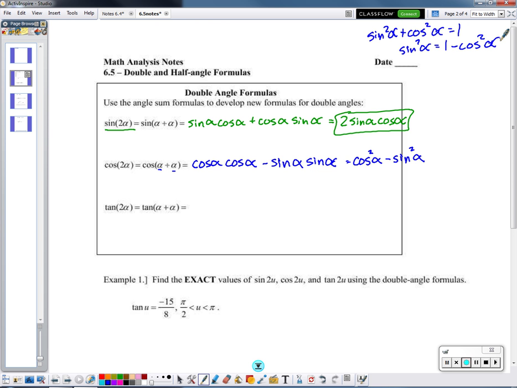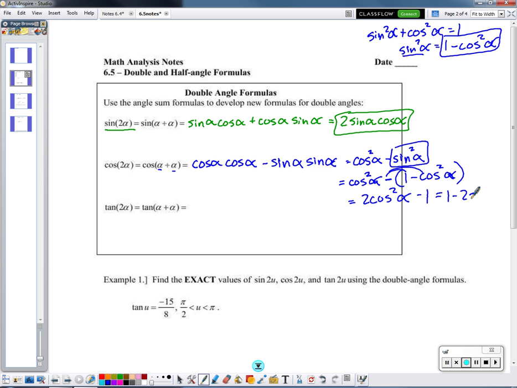So I want you guys to be aware that if I go ahead and plug this function in for sine squared, this also could be equal to the cosine squared of alpha minus 1 minus cosine squared alpha, which when I distribute a negative and then combine like terms, it's really equal to 2 cosine squared alpha minus 1. And in the same respect, if I solve for cosine squared and distribute the other way, that would also be equal to 1 minus 2 sine squared alpha.